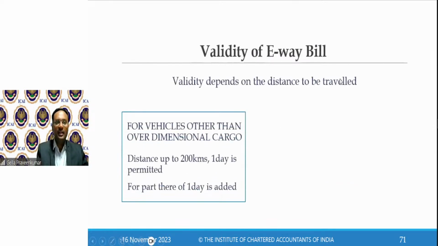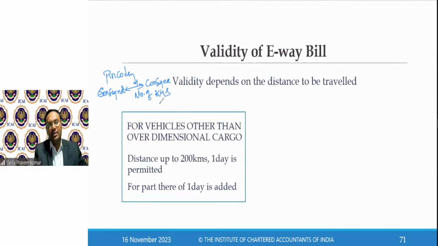Validity. Now, very simple. Law says that an e-way bill has a life based on PIN code. Based on the PIN codes of consignor and consignee, the distance between them, the number of kilometers, is computed. Based on this number of kilometers, for vehicles other than over-dimensional cargo, ODC.